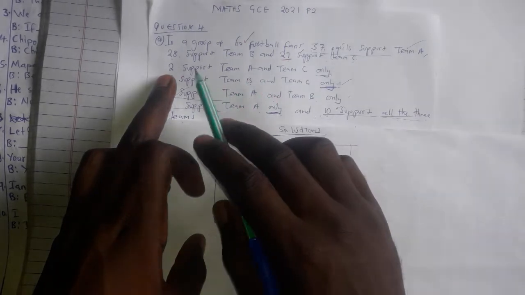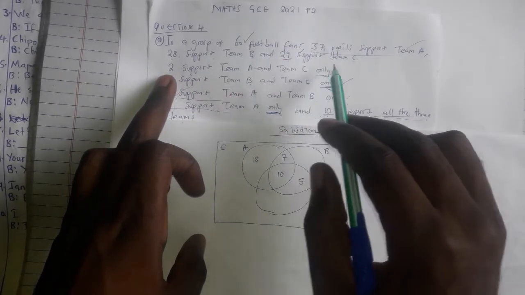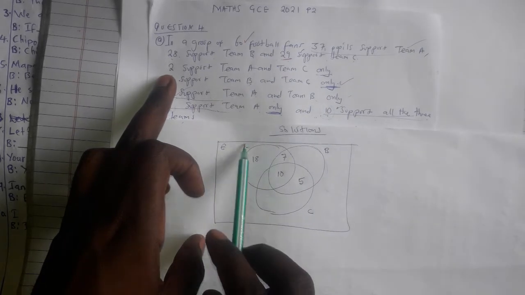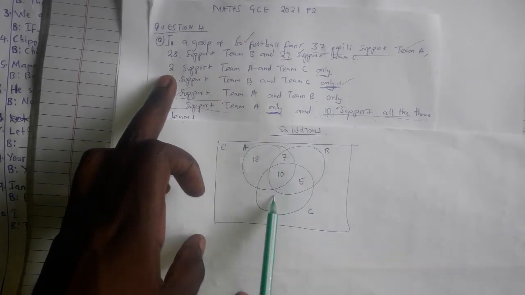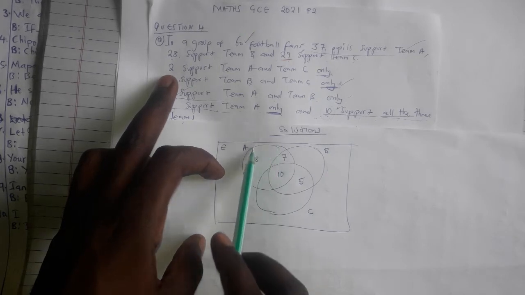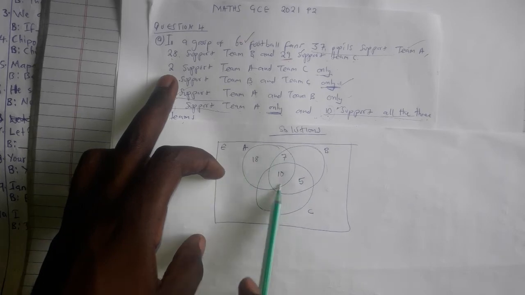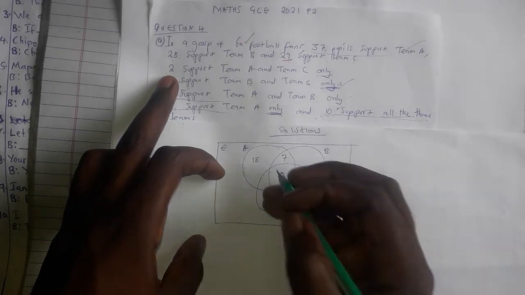The other statement says 2 support team A and team C only. Team A and team C. B is not included. So where is this portion where we can have A and C? The intersection of A and C. This is the portion.